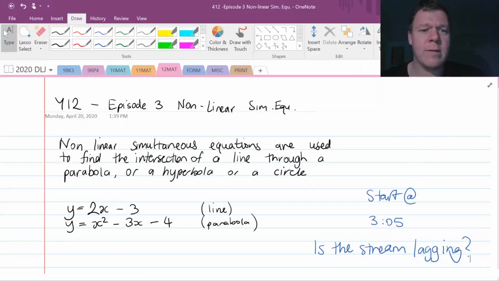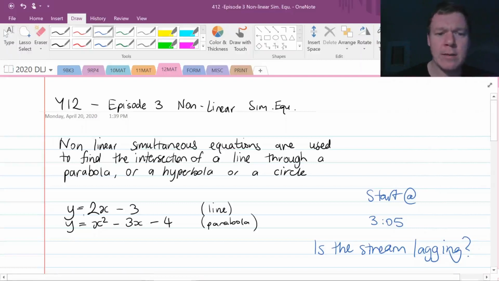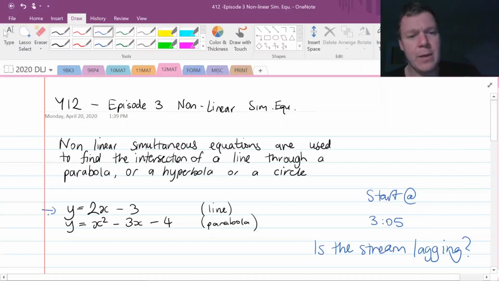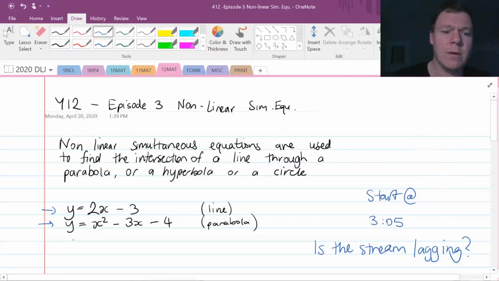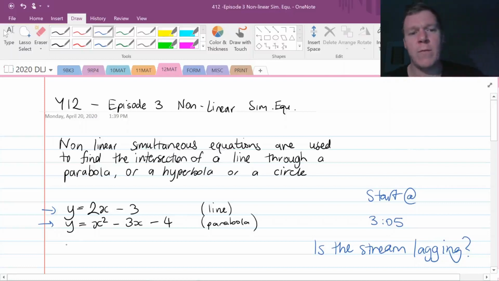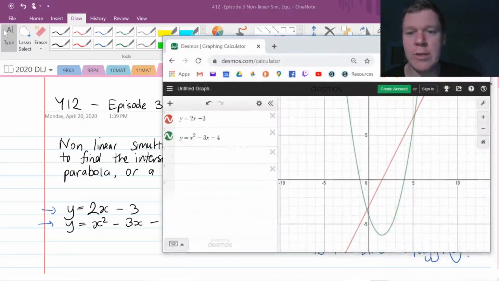To start us off, I just wanted to think about if we had this line, y equals 2x minus 3, and we had this parabola, y equals x squared minus 3x minus 4, how do we find the intersection points for those two graphs? Well, one way is to type those equations into Desmos, and that'll show you pretty much directly where your points are going to intersect.